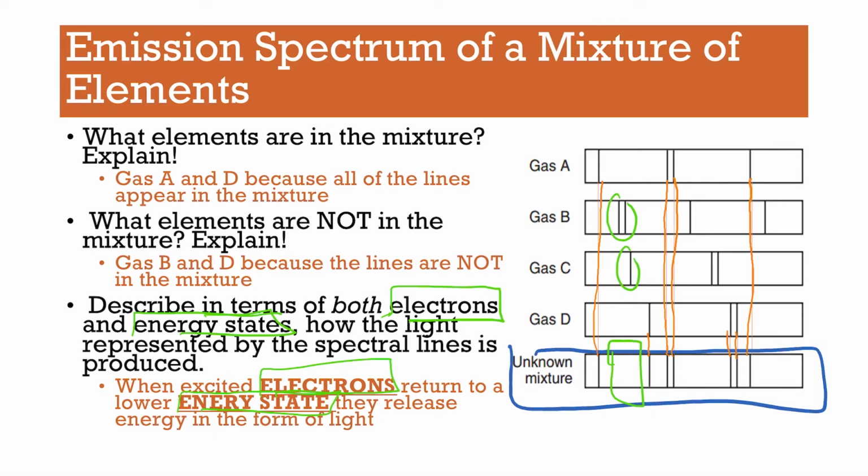And you have to do more than just state the answer, state that word. You have to explain how that word relates to what they're asking. So the excited electrons return to lower energy states as they release energy in the form of light. So I'm not a huge fan of memorizing answers. I like to kind of figure out how they get there. But this is the answer to almost every single one of these types of questions.